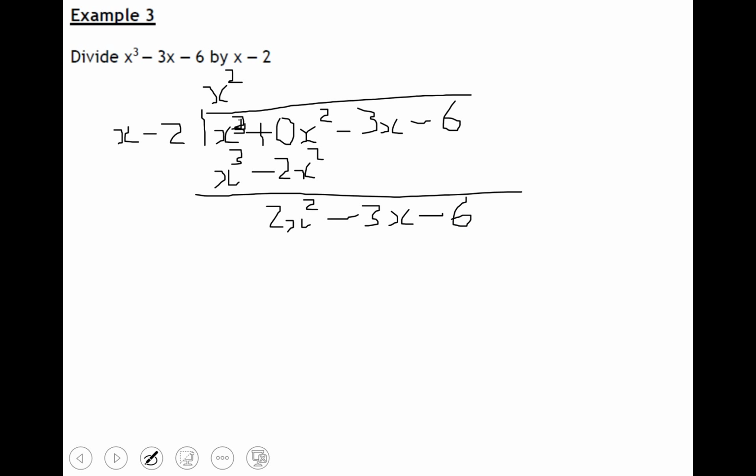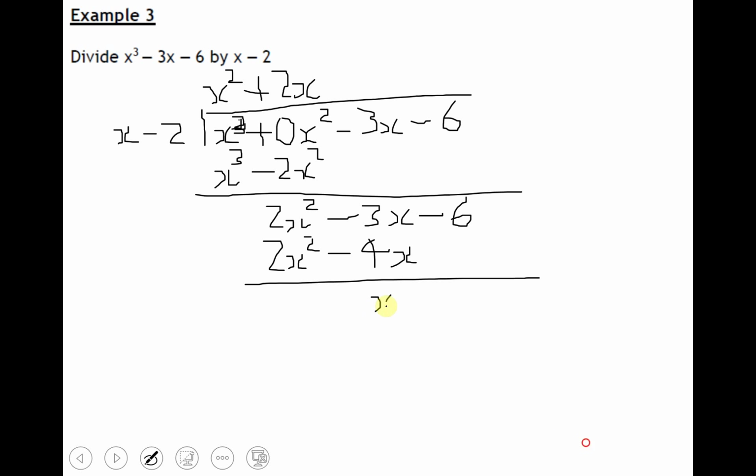What do we multiply x by to get 2x squared? That's plus 2x. Timesing, 2x times x is 2x squared. 2x times minus 2 is minus 4x. Subtracting, minus 3x minus minus 4x is plus x. So we get x minus 6.